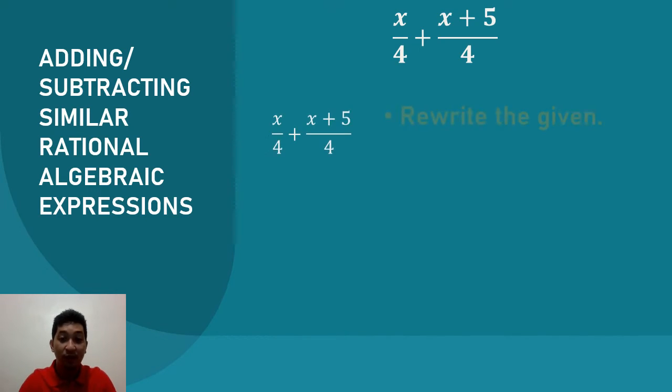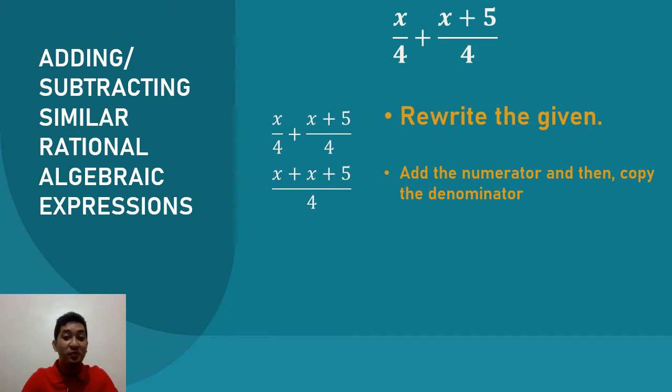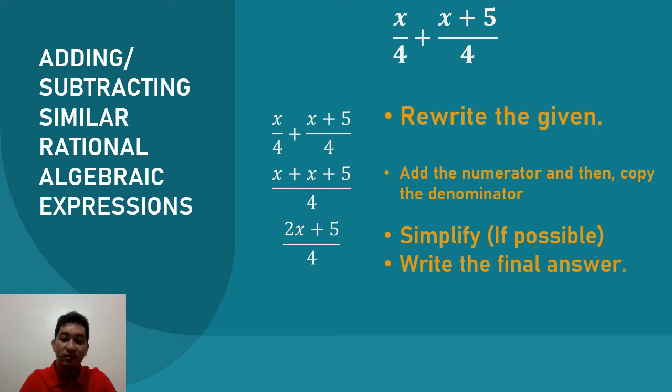Okay, so the first step, rewrite the given. And then the next step, you just have to add the numerators, then copy the denominator. So you have x plus x plus 5 all over, what's the common denominator? It's 4. And then simplify if possible using different factoring methods. And if not, you just have to write the final answer. With this one, the final answer is 2x plus 5 over 4. Paano nakuha yung 2x plus 5? x plus x, that's 2x. Plus 5, just bring down 5 and then bring down 4. So, that's the answer.